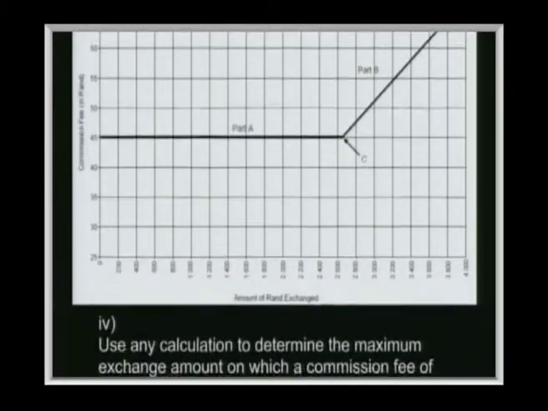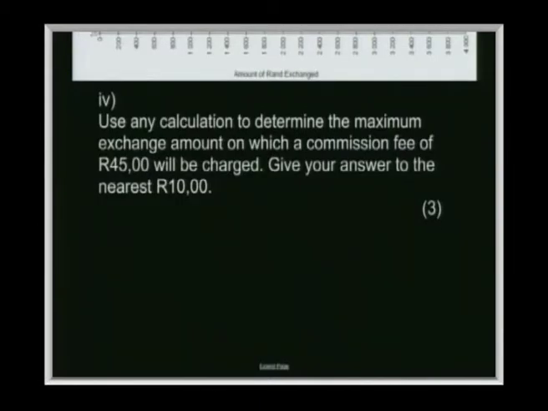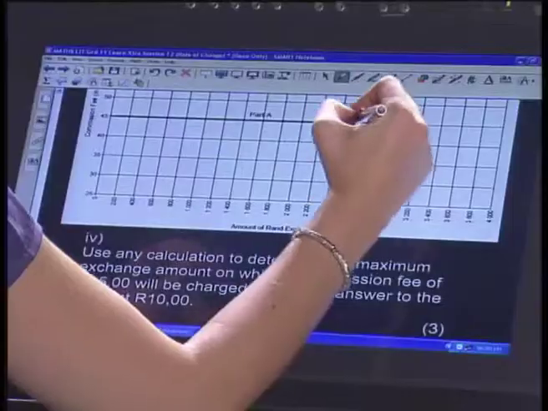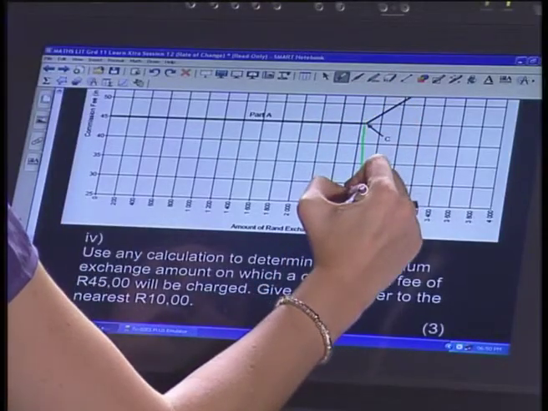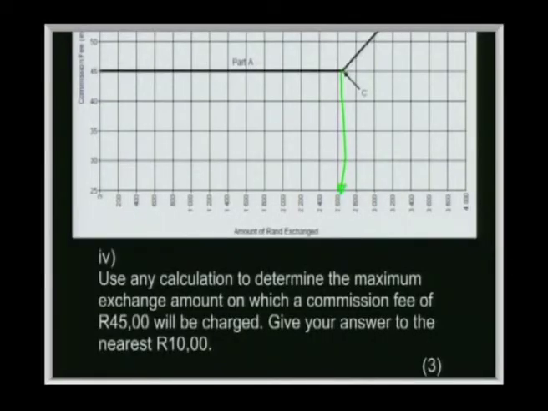We're back at our graph of commission, and it says, use any calculation to determine the maximum exchange rate on which a commission fee of 45 Rand will be charged. Give your answer to the nearest 10 Rand. Well, what we want to do is find out this value over here. What is the largest amount of money that we can change and our commission will still be 45 Rand?